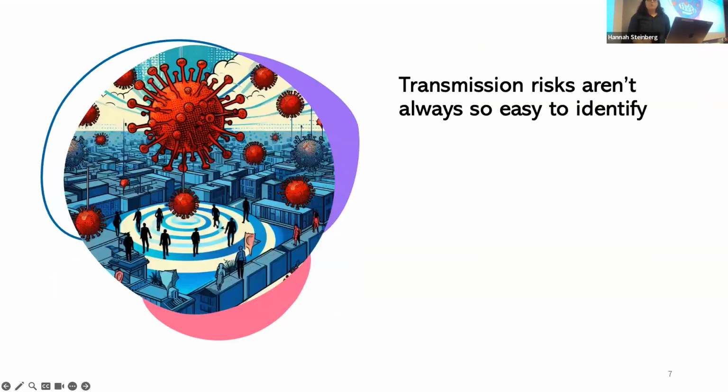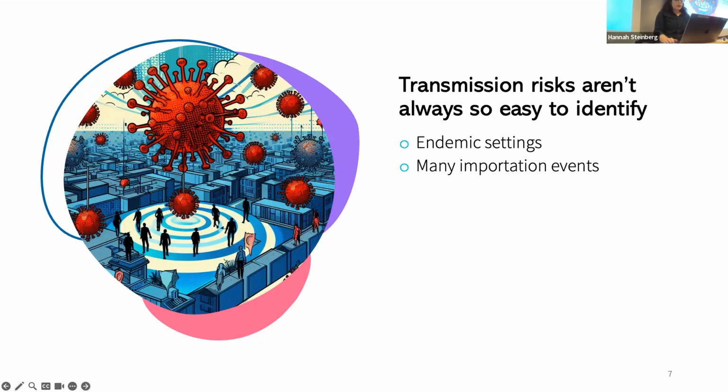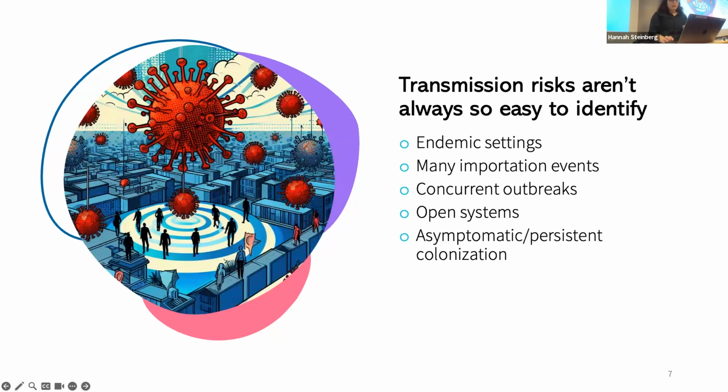However, transmission risks aren't always so easy to identify, and this can be for a number of reasons. You can have endemic settings where the disease is spreading constantly throughout the system, and so you're not going to have one single transmission risk. You can have many importation events. So this could even be within a household. Say a kid comes down with the flu and then their parent comes down with the flu. You might think that the kid transmitted it to the parent, but who knows, maybe the parent got it at work. And you can't really tell that from traditional epi investigation. You can have concurrent outbreaks with multiple different things causing the different outbreaks, open systems, people coming in and out.